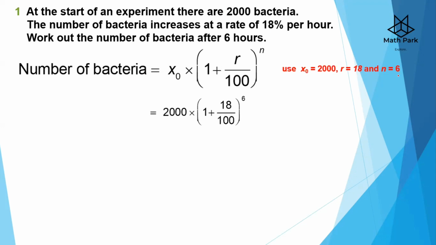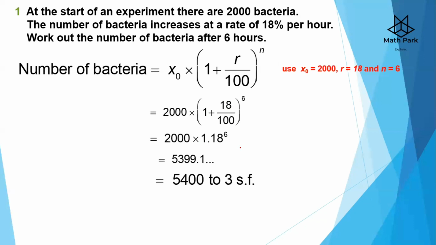Let us put the values here. So 2000 times 1 plus 18 by 100 to the power 6. 18 by 100, so it is 118 by 100, so 1.18 to the power 6. 2000 times 1.18 to the power 6, we get 5399.1, and it continues. Rounding it, we get 5400 bacteria, correct to 2 significant figures. Got it? Rounding to the whole number, we get 5400 bacteria after 6 hours.